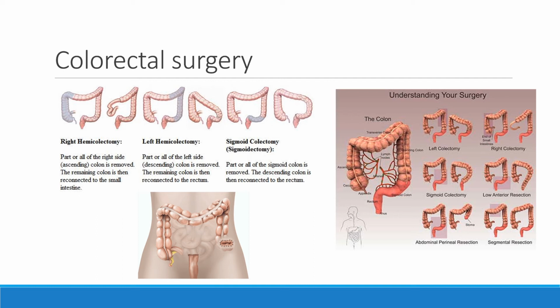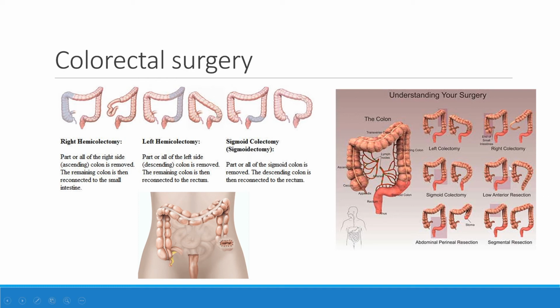And left hemicolectomy, you remove the left side of the colon, so the descending colon, and you perform a colon-to-colon anastomosis. Sigmoid colectomy for sigmoid colonic tumors, and you remove the part of the sigmoid and perform primary anastomosis between the colon and the rectum, so it's called a colorectal anastomosis.